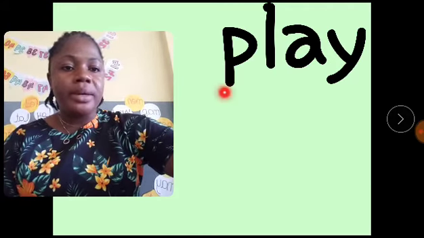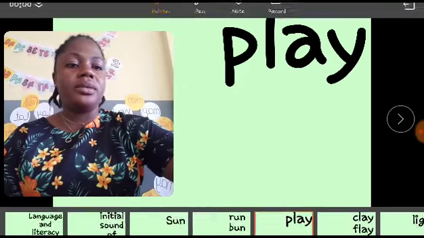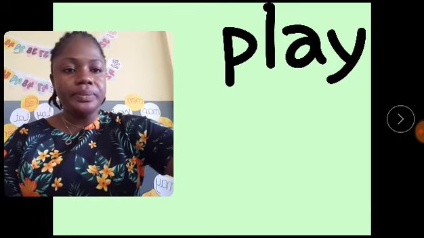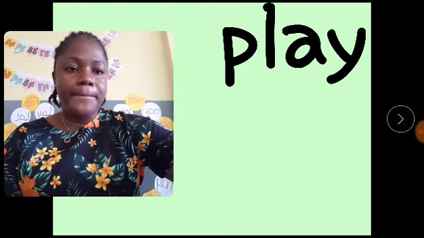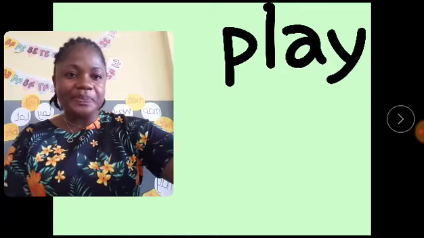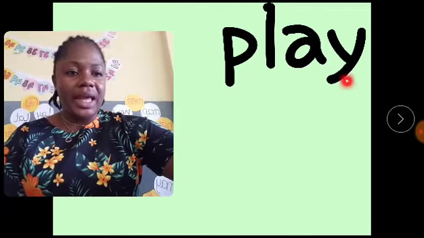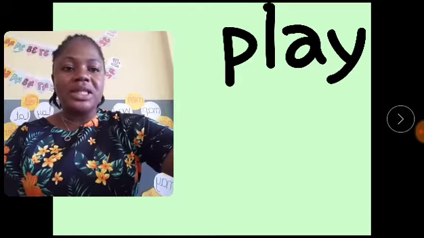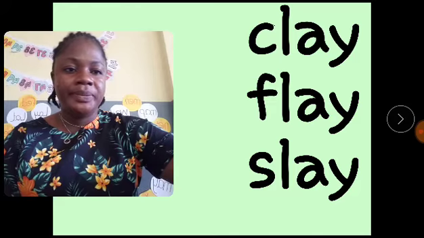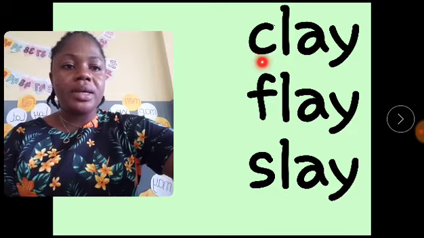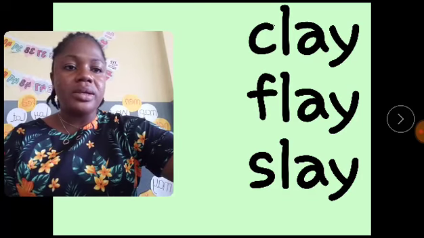Play. P, L, A, Y, play. Okay, good. So, play. Let's replace P with another sound. So here we go. We have K, L, A, Y, clay.